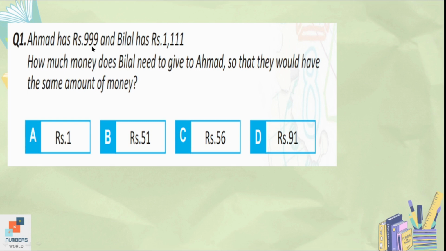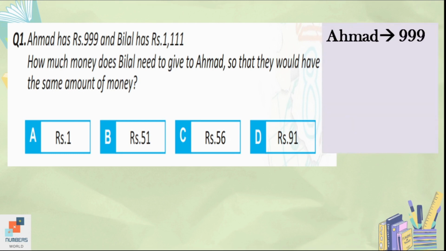Question number 1. Ahmed has rupees 999 and Bilal has rupees 1111. How much money does Bilal need to give to Ahmed so that they would have the same amount of money? So we know that Ahmed has rupees 999 and Bilal has rupees 1111.